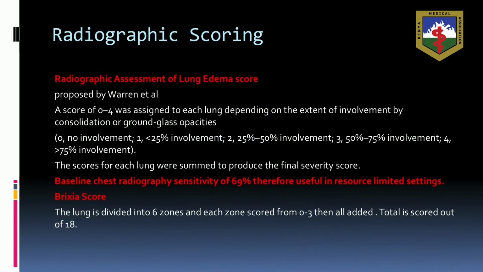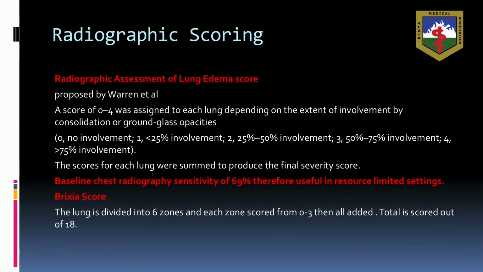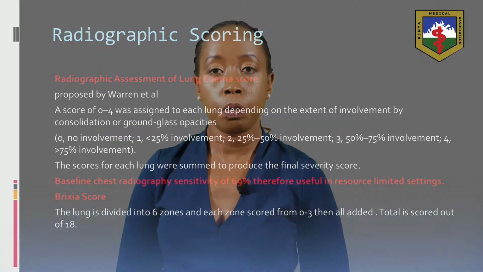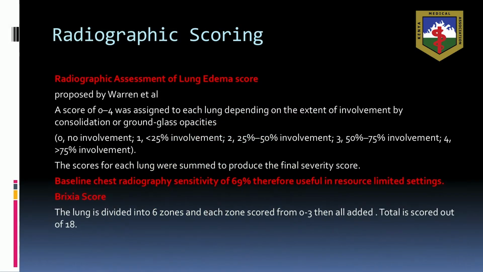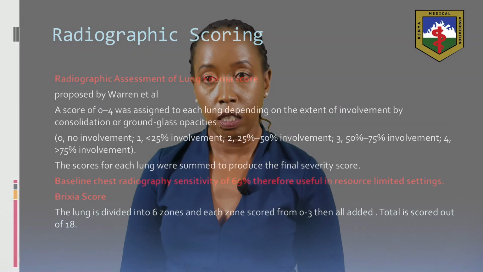So the first one that was developed was the radiographic assessment of lung edema score, which is based on the edema that you're seeing, and it's a score in each lung of 0 to 4, depending on the level of involvement, meaning 4 would be maximal in each lung, meaning a total score of 8 if you have maximal disease involvement. 0 would mean no involvement, 1, 25%, 2, 25 to 50%, 3, 50 to 75%, and 4, more than 75% involvement. And then you sum the scores in each lung to produce the final severity score.